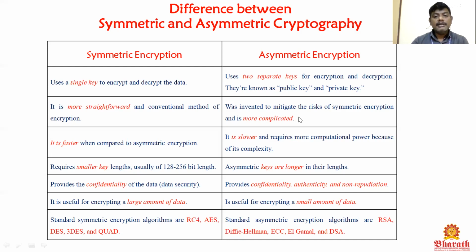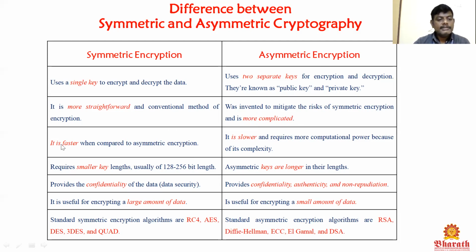What about asymmetric cryptography? Here we have used two keys. For encryption, we are using the public key. For decryption, we are using the secret key. The public key is common to all, but the secret or private key is different. It is very secret. Each and every node has its own secret key. Asymmetric encryption was invented to mitigate the risk of symmetric encryption, and it is more complicated. Symmetric is a simple one, but asymmetric cryptography is a complicated one.